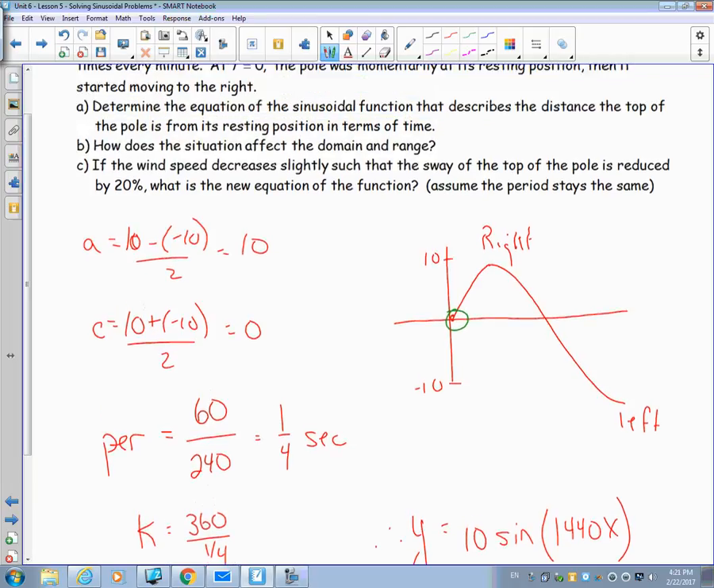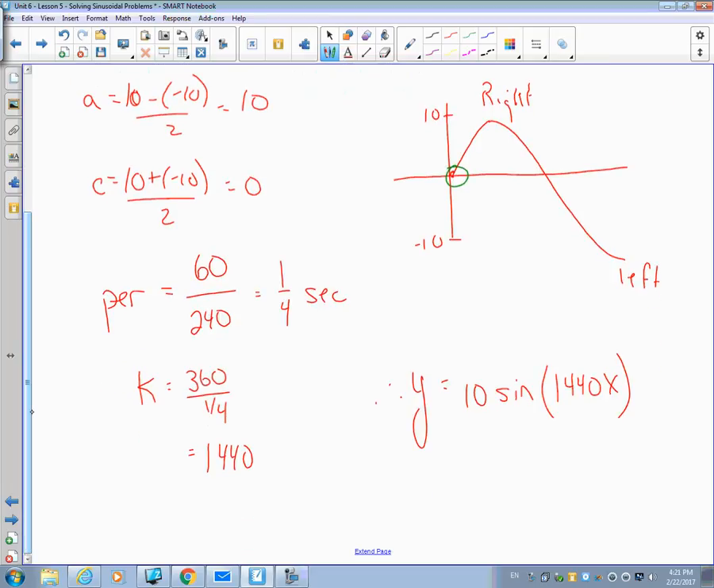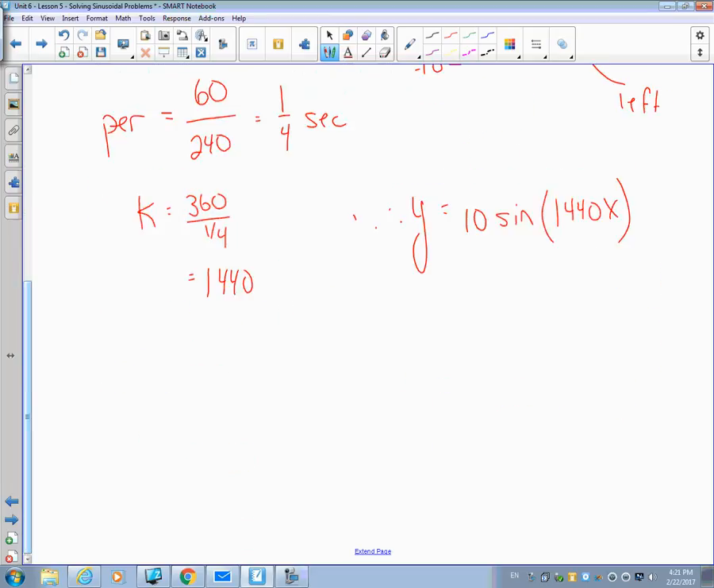Okay, part B: How does the situation affect the domain and range? Okay, what's our domain and range? We can figure that out. Our domain, well, time starts at 0 and goes from there. As far as we know, it's going to go back and forth until the winds die. Our range goes from a low of -10 to a high of +10. Goes back and forth, always between those two values.